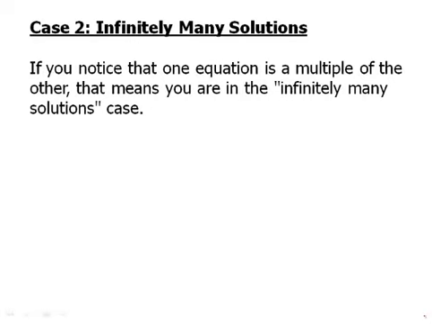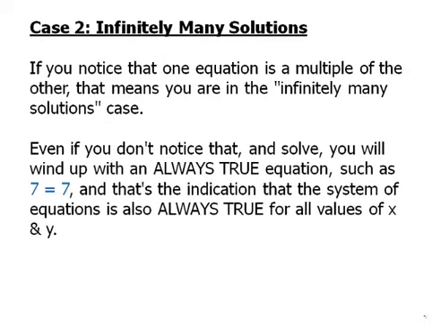If you notice that one equation is a multiple of the other, that means you are in the infinitely many case. Sometimes you can just spot that. Even if you don't notice that and solve, you'll wind up with an always true equation. You'll wind up with something where all the variables drop out, and you just get something like 7 equals 7, something that's always true. When you get something that's always true, that's an indication that the system of equations is also always true for all values of x and y. So this is the infinitely many solutions case.